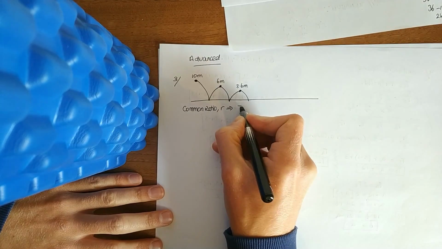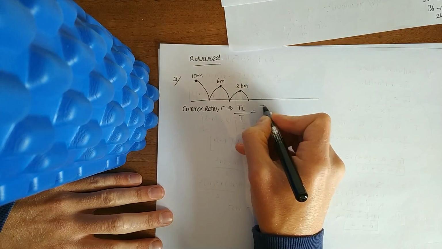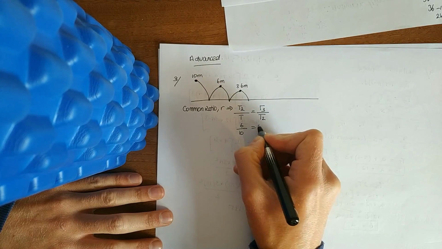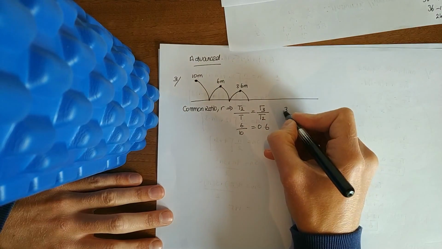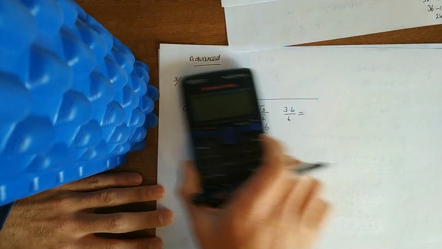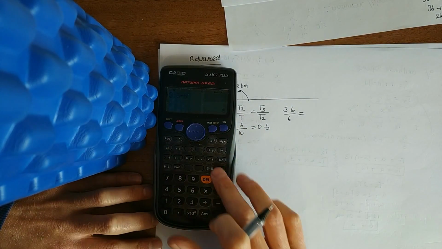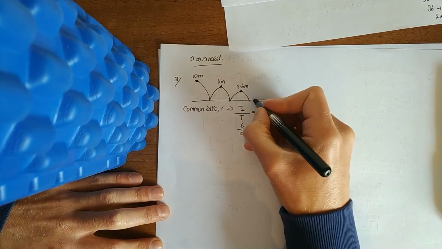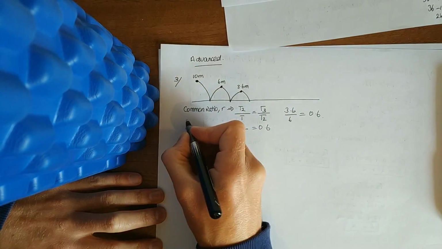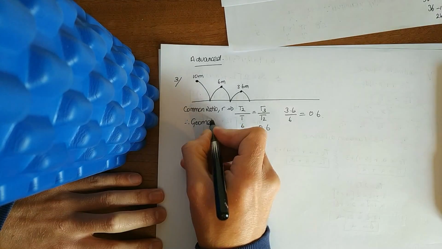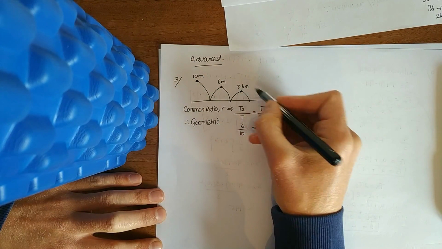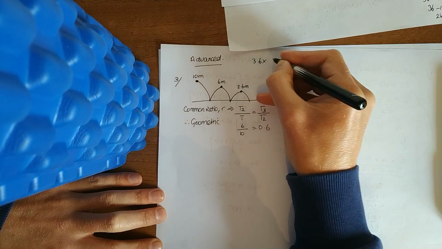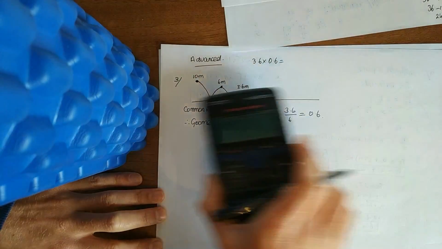R, by dividing T2 over T1, should be the same as T3 over T2. We can check. So 6 over 10, which is 0.6. And is that the same as 3.6 over 6? It is 3/5 or 0.6. So it's geometric. Therefore, to get the next few heights, all you've got to do is multiply this by the common ratio. So the next height here would be 3.6 by the common ratio 0.6.